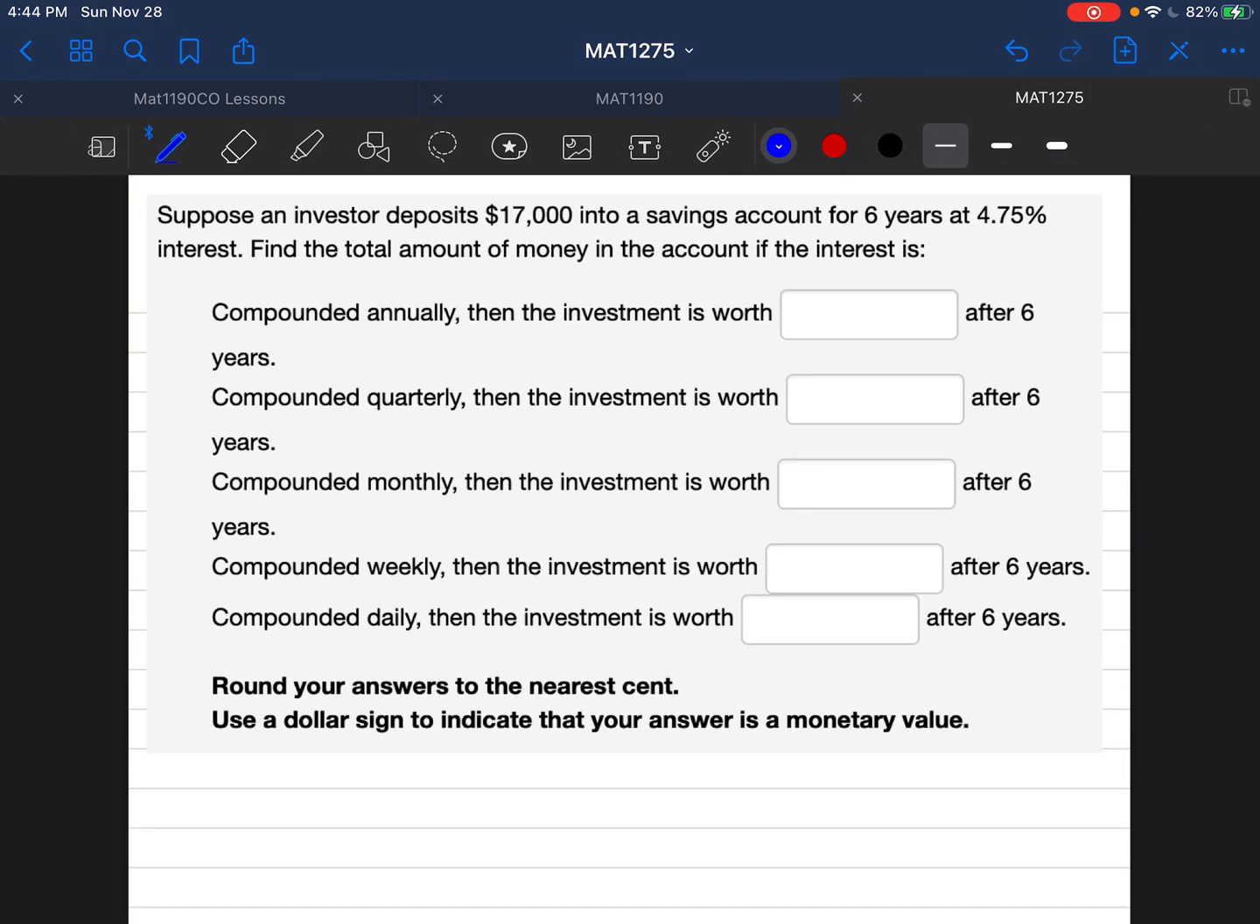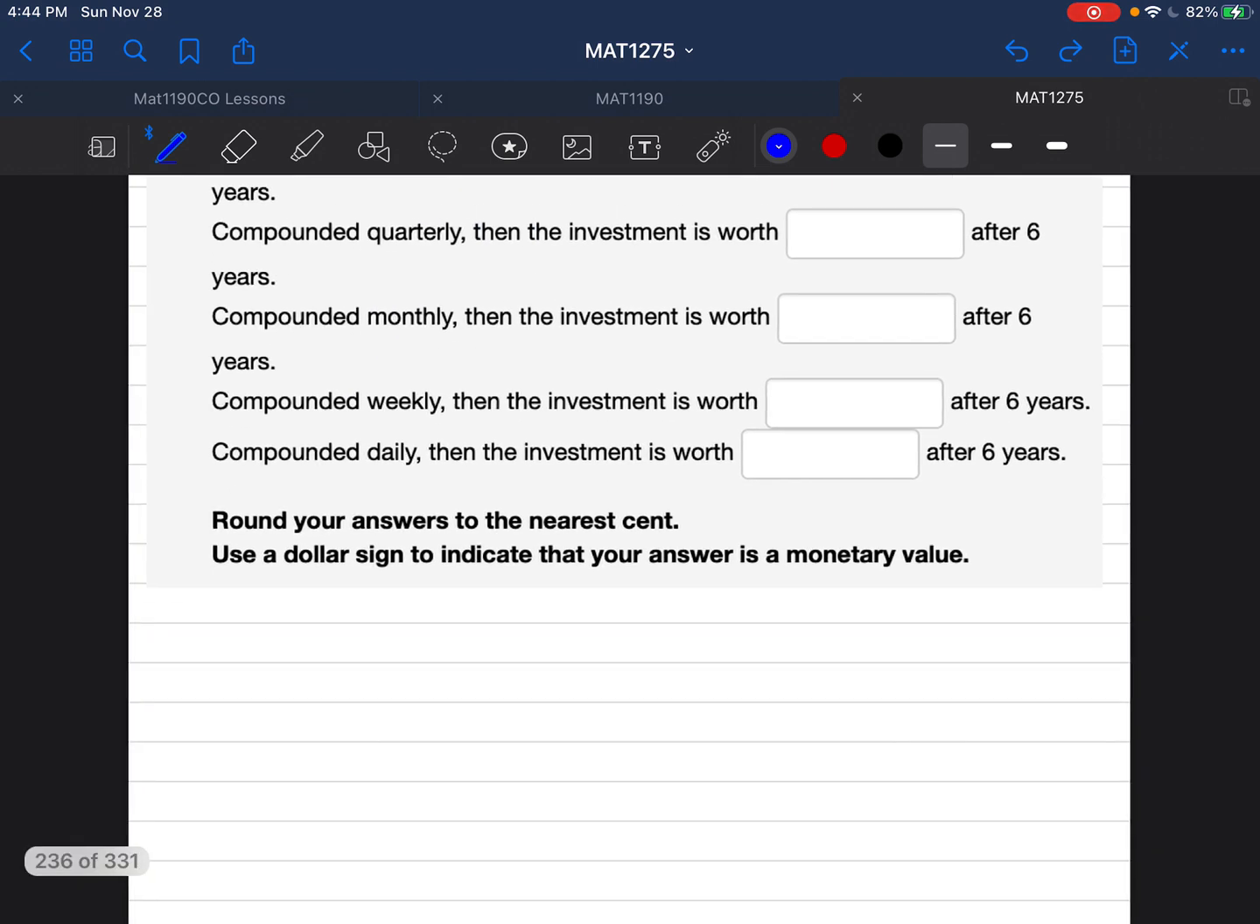Suppose an investor deposits $17,000 into a savings account. The time frame is 6 years, and the interest rate given is 4.75%. So now we have a bunch of different scenarios. Compounded annually, the investment is worth blank after 6 years. Then compounded quarterly, monthly, weekly, daily. They're giving us a bunch of different scenarios with different compounds. Let's start with number 1.